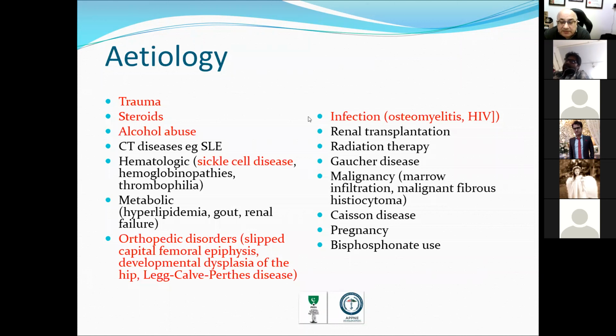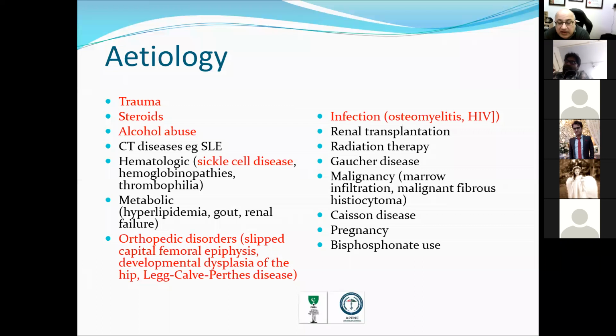Okay, so we've talked about trauma, we've talked about steroid and alcohol abuse, we've talked about some blood disorders. You must not forget sickle cell if you're in Pakistan. Metabolic disorders, some orthopedic preconditions such as SUFE and Perthes and various other things. People with infection. In the UK, the commonest cause is HIV, but in Pakistan, it must be osteomyelitis.